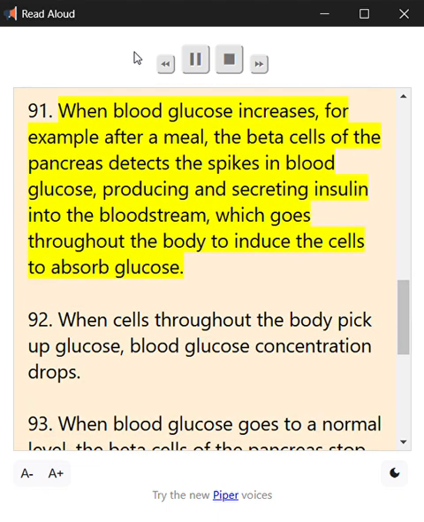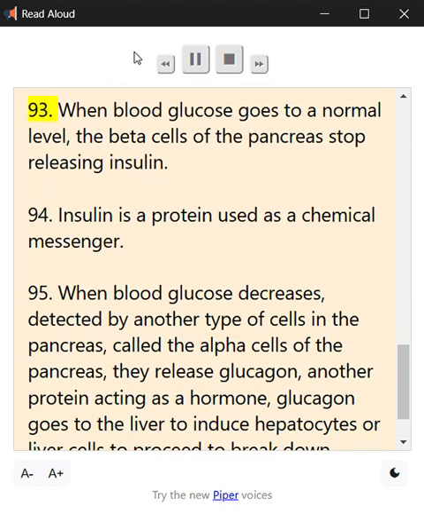91. When blood glucose increases, for example after a meal, the beta cells of the pancreas detect the spikes in blood glucose, producing and secreting insulin into the bloodstream, which goes throughout the body to induce the cells to absorb glucose. 92. When cells throughout the body pick up glucose, blood glucose concentration drops. 93. When blood glucose goes to a normal level, the beta cells of the pancreas stop releasing insulin. 94. Insulin is a protein used as a chemical messenger.